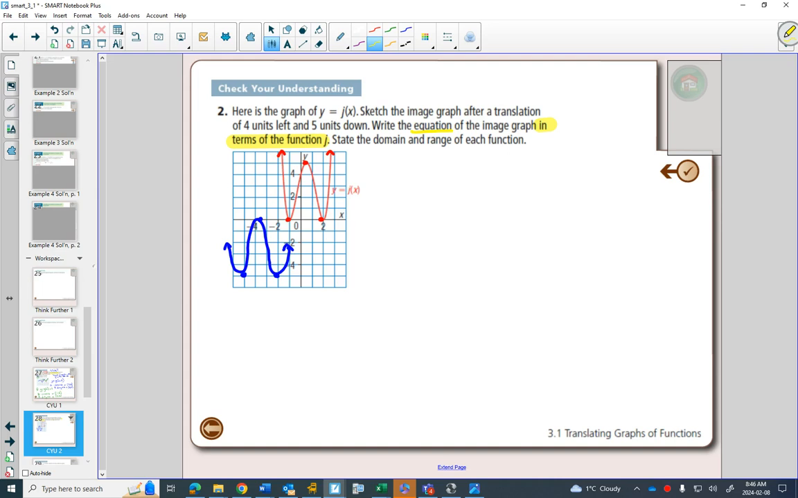So when I want to write an equation, I'm going to need to write y equals, and in terms of the function j means that j has to be on the right side. We have 4 to the left, that's going to be inside. We have 5 down, that's going to be outside. So inside is going to look like this. And remember that anything inside the function is the opposite. So 4 to the left, we're going to write a +4. But anything outside the function, the -5 is exactly what happened. It moved down.